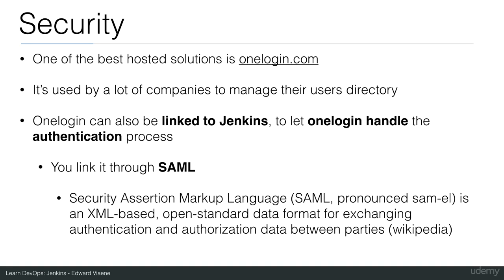It is an XML-based open standard data format for exchanging authentication and authorization data between parties. OneLogin is not the only one using SAML. Also, you can use, for instance, Google itself to use SAML. So if you have a directory service somewhere and that directory service supports SAML, then there's a possibility that you can link it with Jenkins.